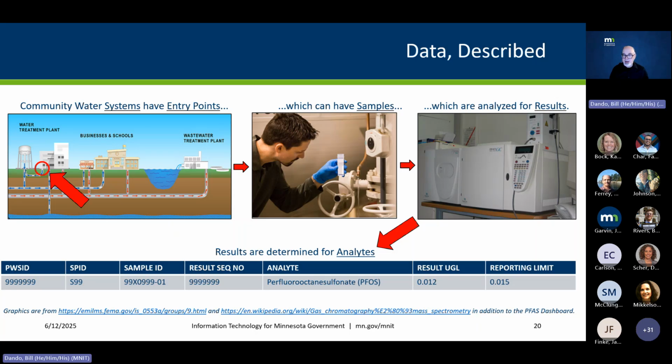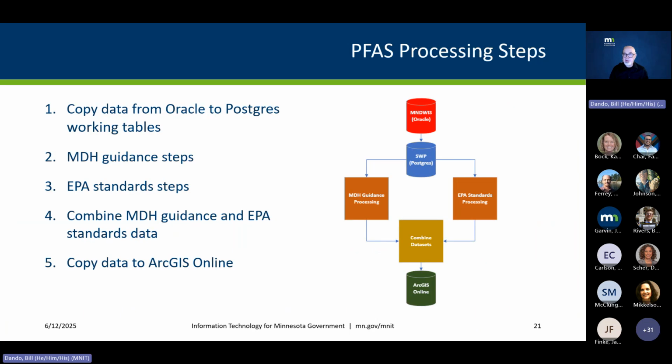All right, so having gone through the definitions, let's look at the actual processing steps. So every night this runs, and the results are stored in Oracle for a number of reasons. However, Minnesota Department of Health has largely moved to Postgres and is now looking at other databases.